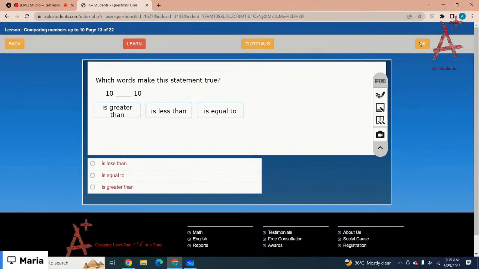Which word makes the statement true? Both the numbers are exactly same, so they are equal. 10 is equal to 10.